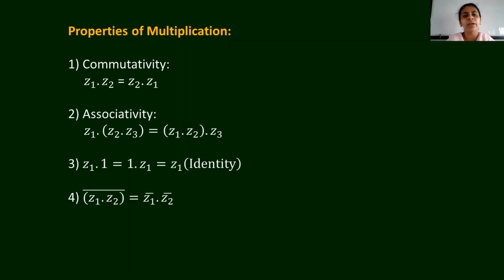Then the next property is, if z1 and z2 are two complex numbers, then the conjugate of the multiplication of two complex numbers is equal to the multiplication of the conjugates.